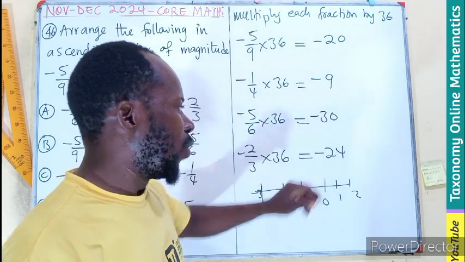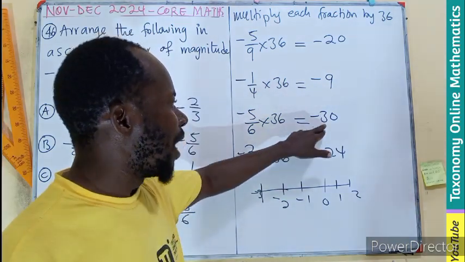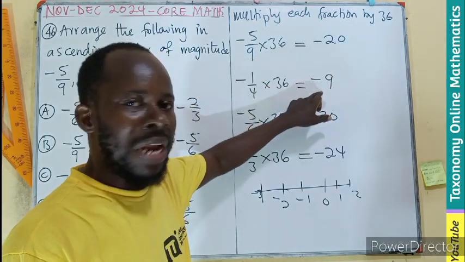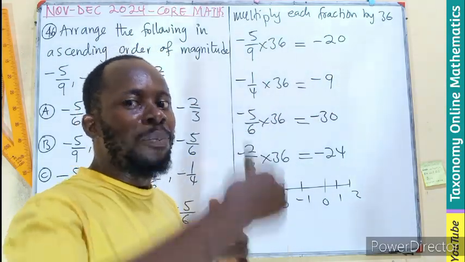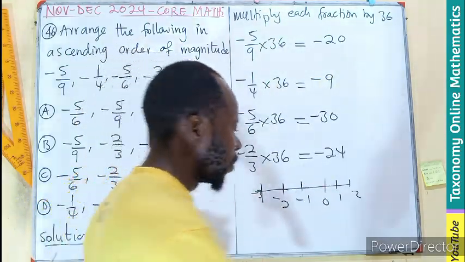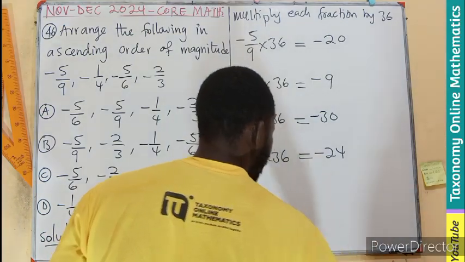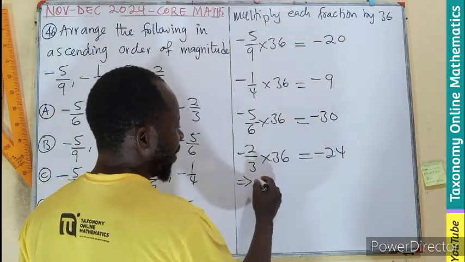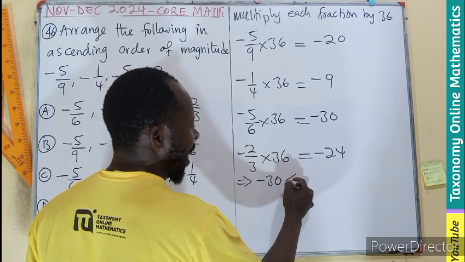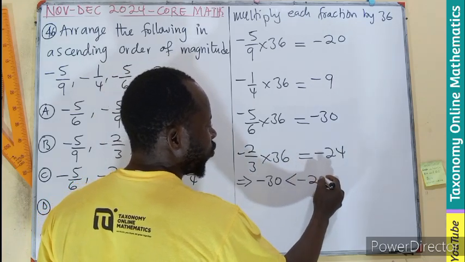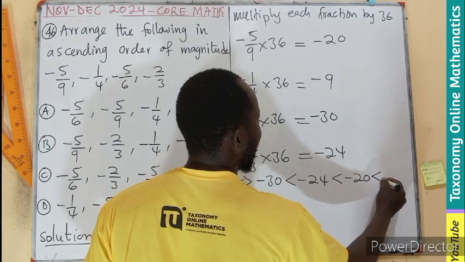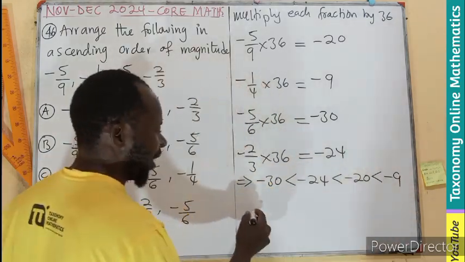So in here, we are going to say that the smallest is going to be this, followed by this, to 9. So the negative 9 becomes the biggest among them all. So let's see how the arrangement is going to be. So this implies that negative 30 is less than negative 24, less than negative 20, less than negative 9.